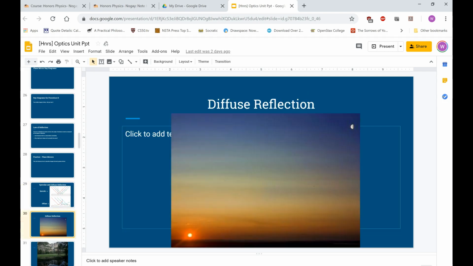Things like the moon end up being illuminated, as we can see in this photo. Notice the sun is over here, so the light rays hit the moon and come to the camera. But because the moon is a very rough surface, we don't see a reflection of the sun. It's not like a big mirror. Instead, we just see the moon glow.